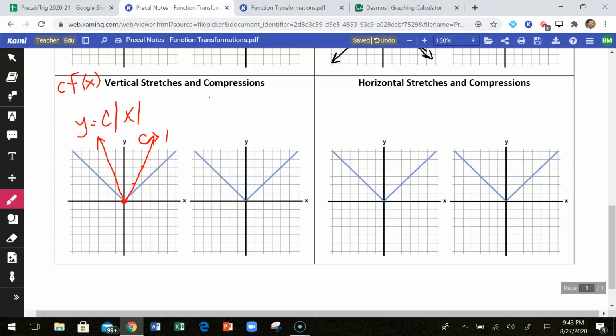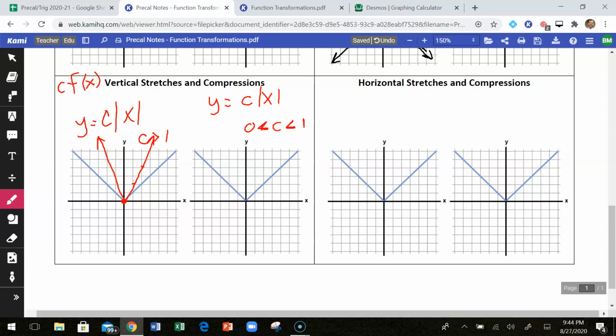Okay? Now, same exact thing if I multiply on the outside, but if your c value is between 0 and 1, so if we have some kind of fraction up there, y equals 1/2 the absolute value of x, or y equals 1/10 the absolute value of x.